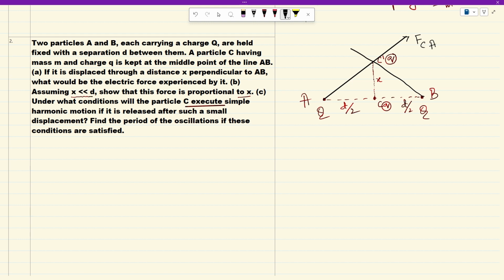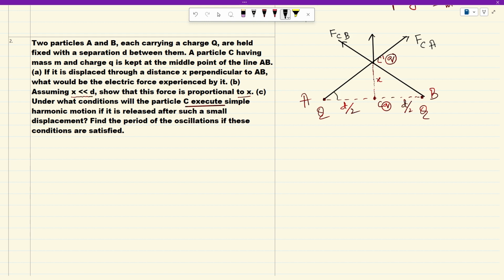What kind of force is acting? That is also a repulsive force, and that force is going to be F_CB. You all understand? So these two forces have some resultant force. We have to find the resultant one. This resultant force will take the particle away from this combination of two charges.